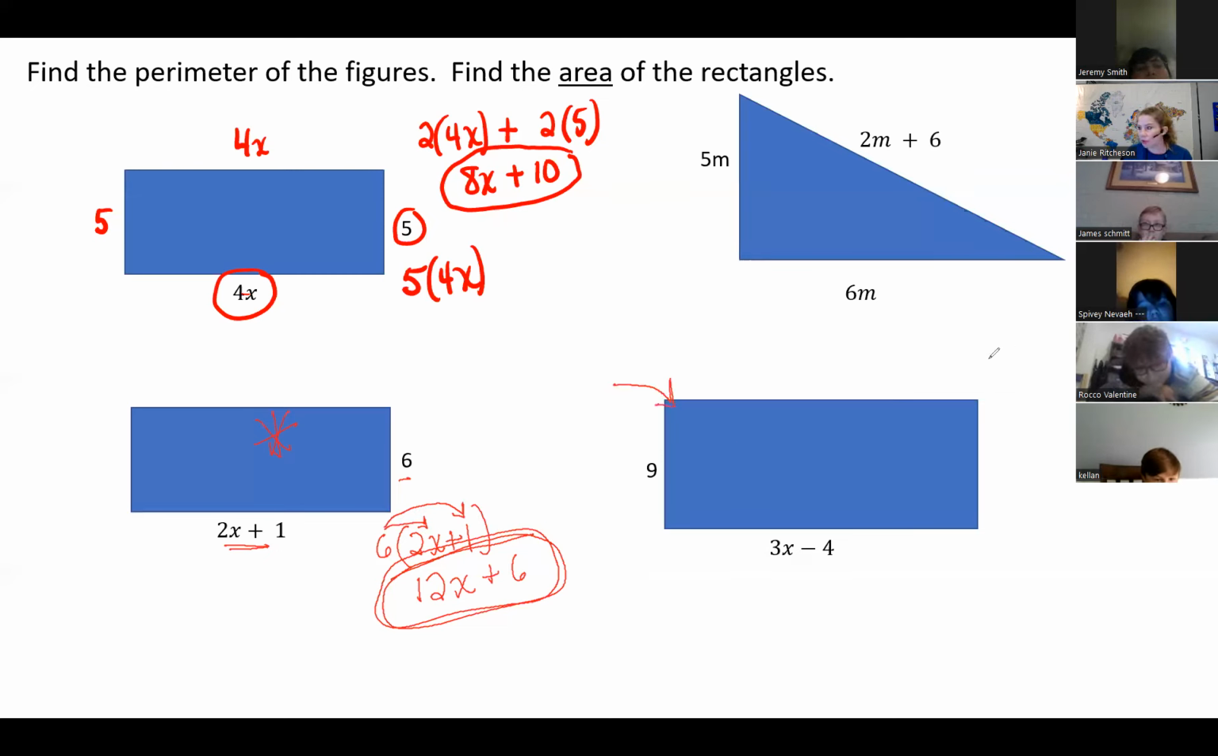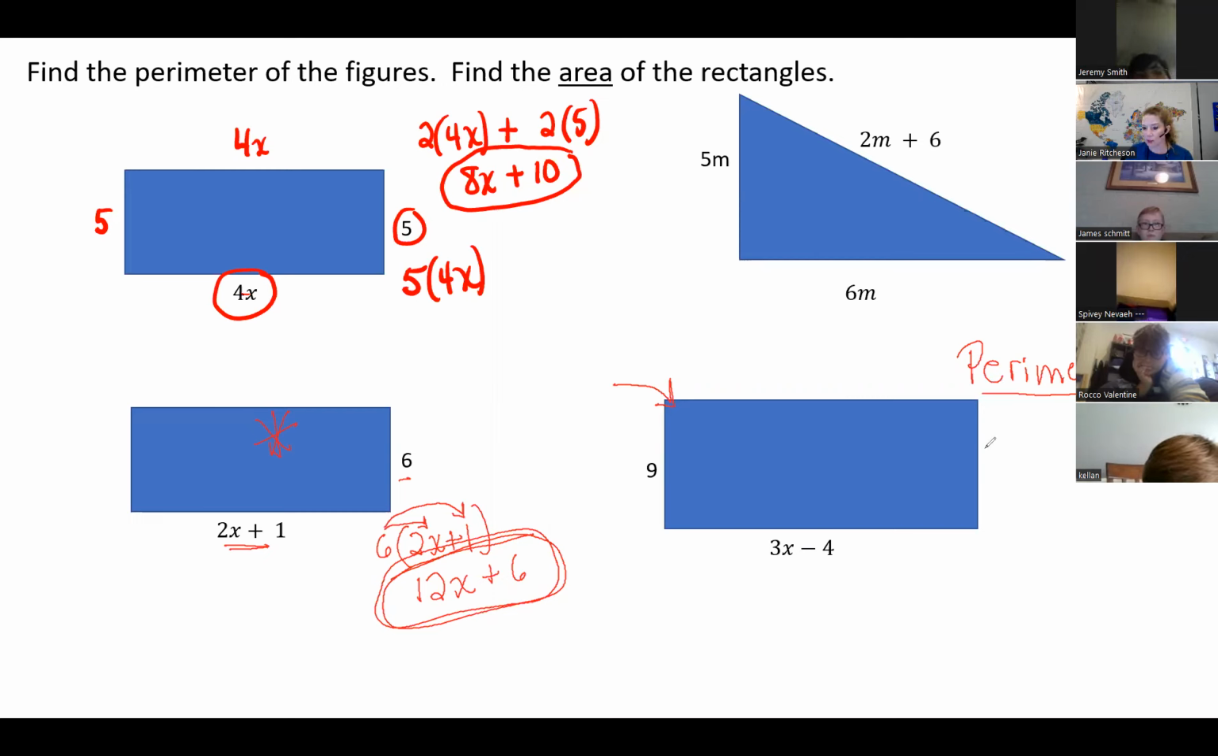Let's do the perimeter first. Kaylee is saying, that's so sweet of you, Kaylee. Kaylee is saying that she understands this, and when someone needs help, she can help you also. That is so awesome. So maybe if you're doing some of your work this week and you get lost, Kaylee can help you. Maybe you guys can communicate that way.